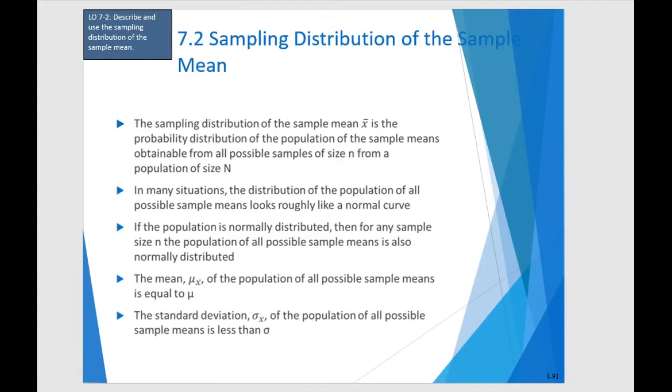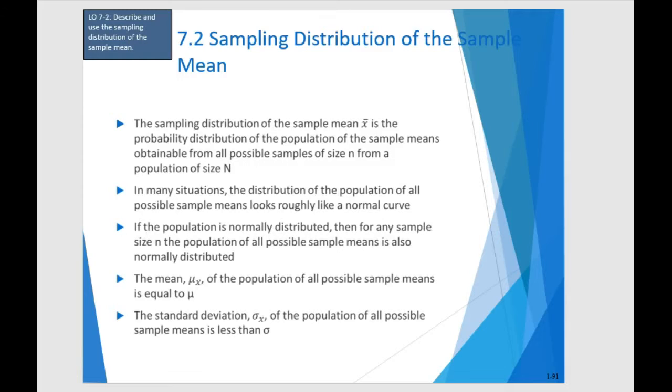7.2, sampling distribution of the sample mean. The sampling distribution of the sample mean x bar is the probability distribution of the population of the sample means obtainable from all possible samples of size n from a population of size big N. I'm going to go ahead and read this whole slide, and then I'll explain what it means in layman's terms. In many situations, the distribution of the population of all possible sample means looks roughly like a normal curve. That's important. If the population is normally distributed, then for any sample size n, the population of all sample means is also normally distributed.